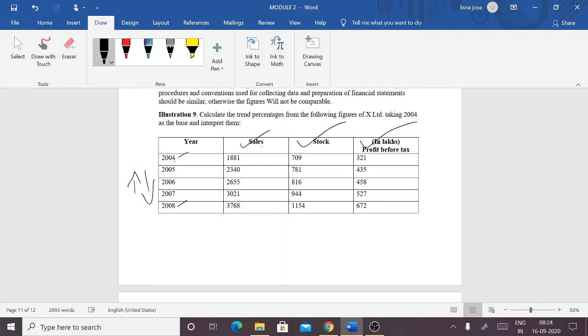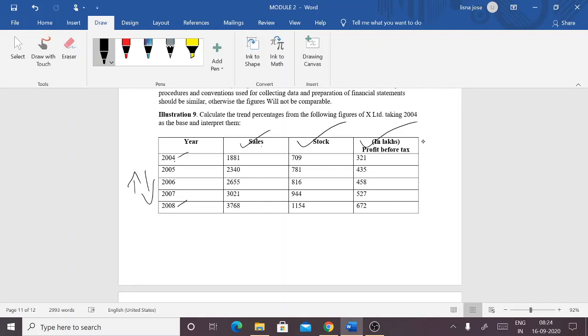Upward trend means the sales position keeps on increasing, and downward means it keeps on decreasing. And just like that, we are going to calculate the stock trend from 2004 to 2008, whether the stock trend is increasing or decreasing. Just like that, we will calculate the profit before tax.